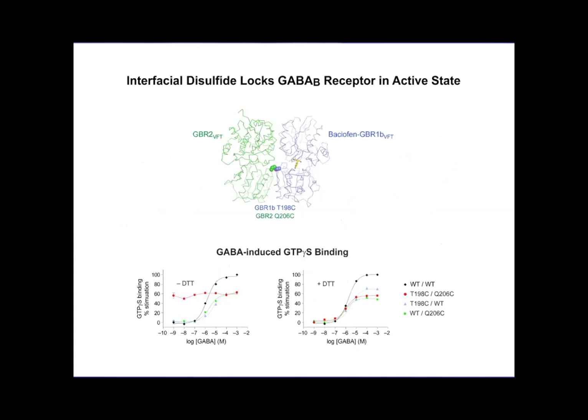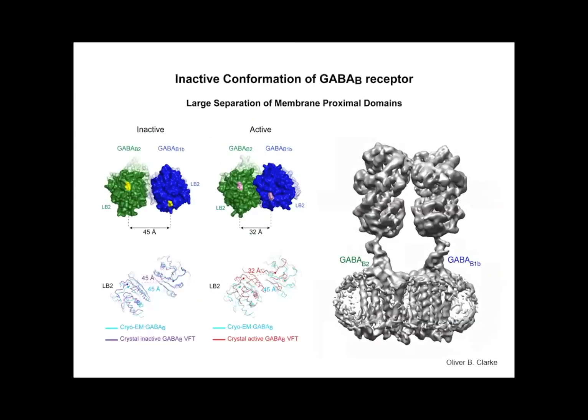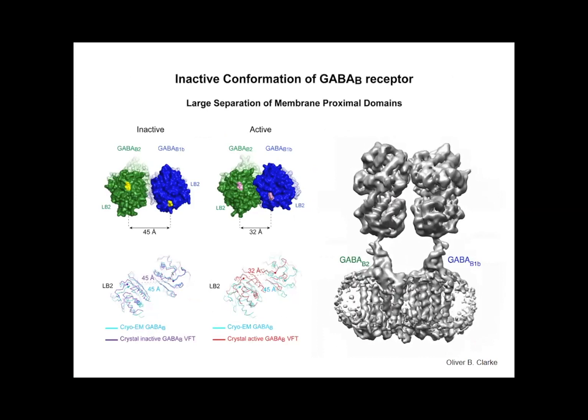Second, I mentioned earlier that a hallmark of the active state VFT structures is a novel heterodimer interface between LB2 domains, which results from conformational changes induced by agonist binding. If we cross-link the LB2 domains together through a disulfide bond, the receptor displays constitutive activity, indicating that the formation of the LB2-LB2 heterodimer interface is both necessary and sufficient for receptor activation. Indeed, there's a large separation between the membrane proximal LB2 domains of GABAB subunits in our Cryo-EM structure.